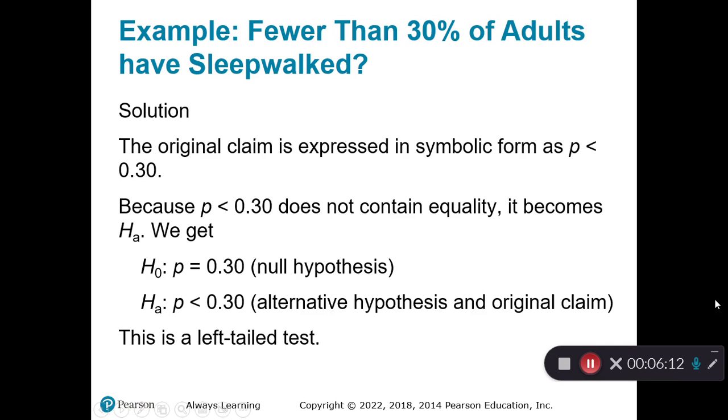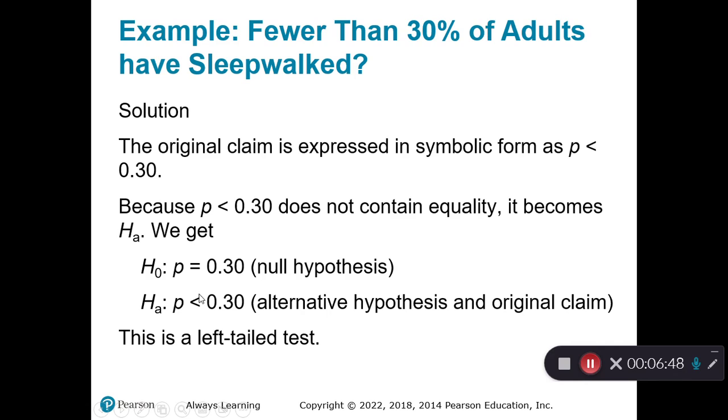The original claim is expressed in symbolic form as the population proportion P is less than 0.30. This is a clear indication that we have a direction, namely this is going to be a left-tailed test. Because the claim is in the form of an inequality, that is going to become the alternative hypothesis. Remember, the alternative hypothesis is always a statement of inequality. The counterclaim, the null hypothesis in this case, is a statement of equality, that P is equal to 0.30.